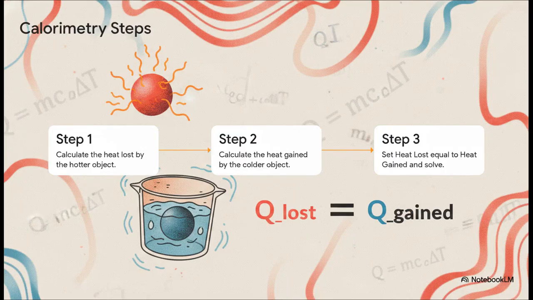So, when you face a classic exam word problem, like, say, dropping a hot aluminum sphere into a copper calorimeter filled with water, just take a breath and follow 3 simple steps. Step 1. Calculate the heat lost by the hotter object using its mass, specific heat, and temperature change. Step 2. Do the exact same thing for the heat gained by the colder water and its container. And Step 3. Set the 2 equations equal to each other. Heat lost always equals heat gained. Solve for your unknown variable, and boom, you've just aced the question.